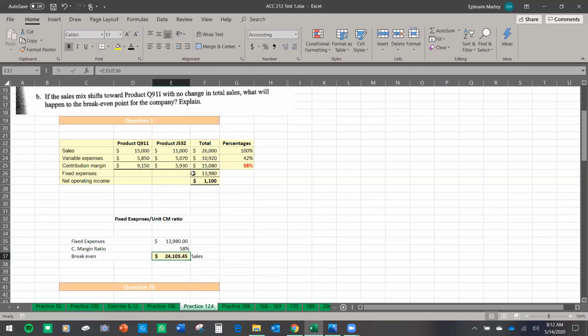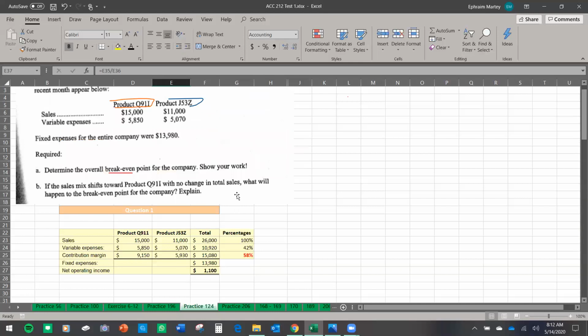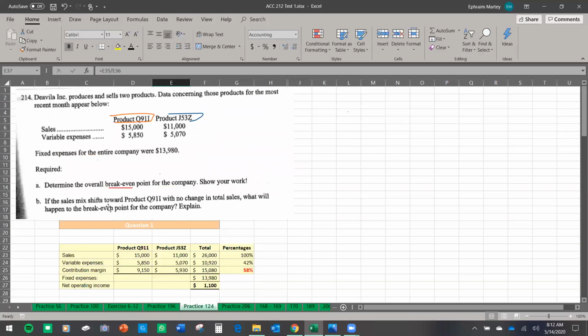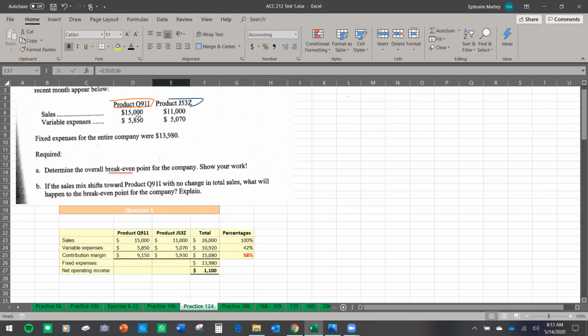Great. What is our next exercise? B says if the sales mix shifts toward product Q911 with no change in total sales, what will happen to the break-even point? So as I said from the beginning, in this case we are going to only focus on product 911, the emergency kit. We're only going to focus on that one.